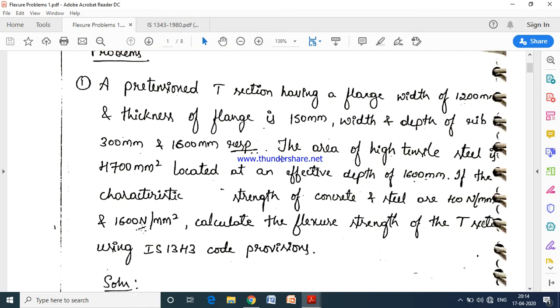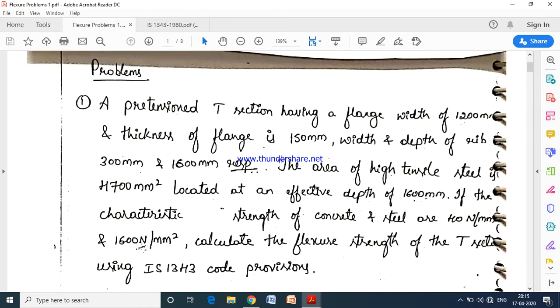In last class, we discussed different cases for the analysis of flexural members, like bonded rectangular section, unbonded rectangular section, bonded flanged section and unbonded flanged section. By observing the question, first we need to decide which case the given problem belongs to, whether it is bonded rectangle or unbonded rectangle, or whether it is bonded flanged or unbonded flanged.